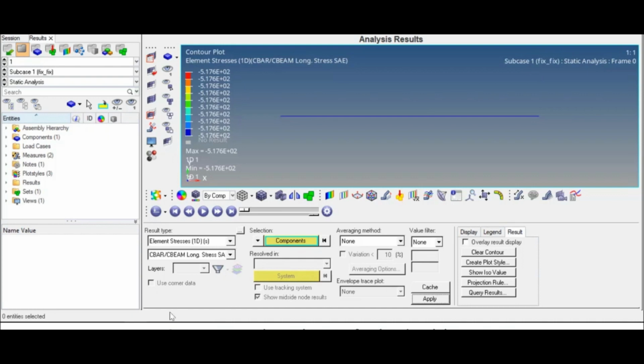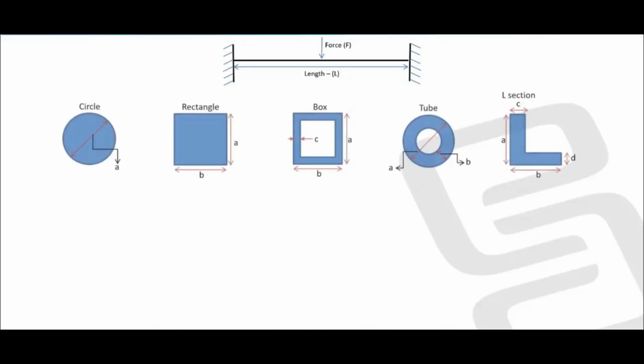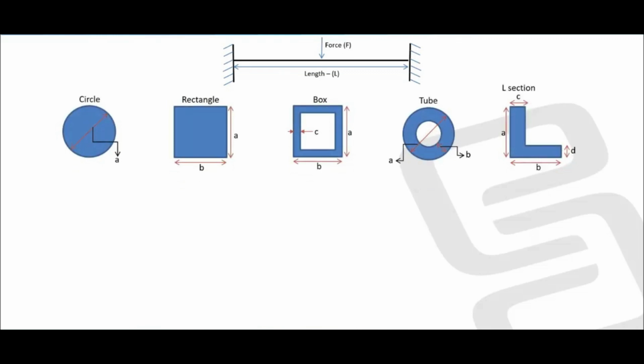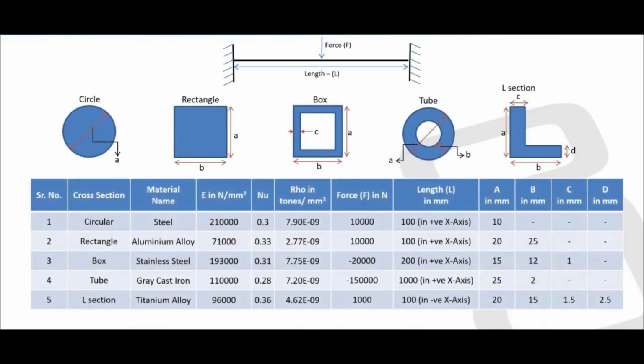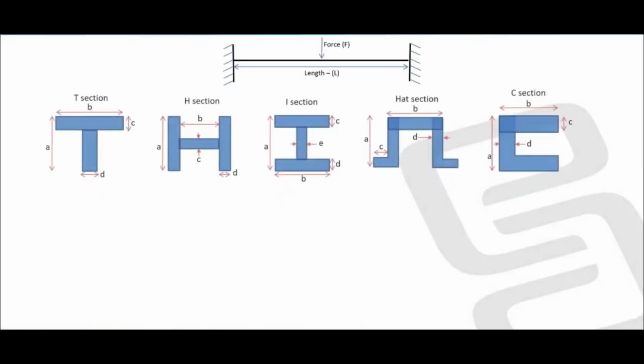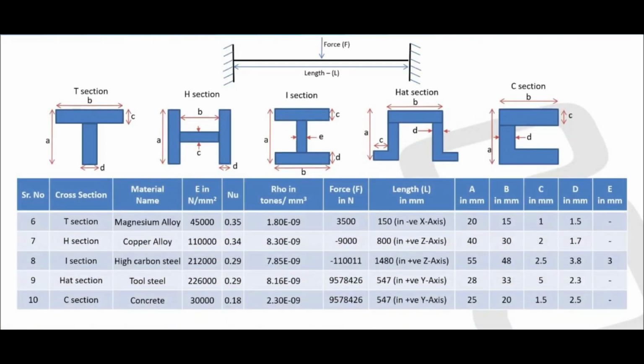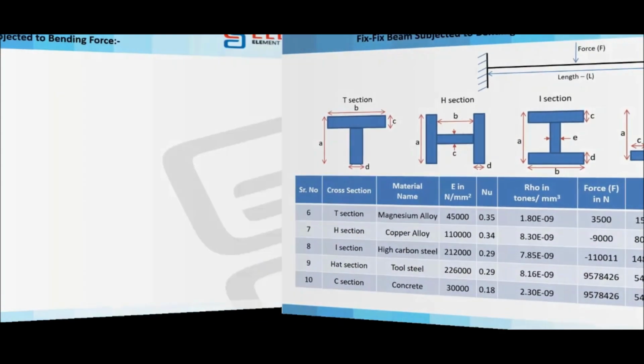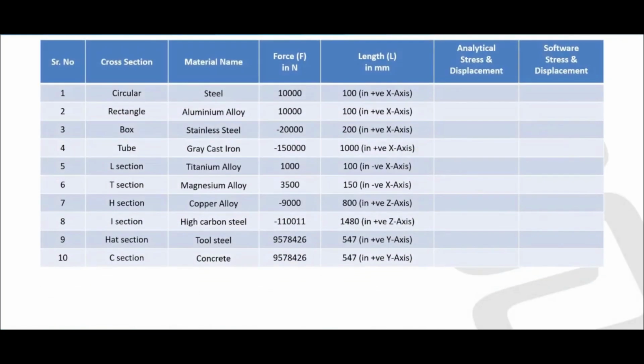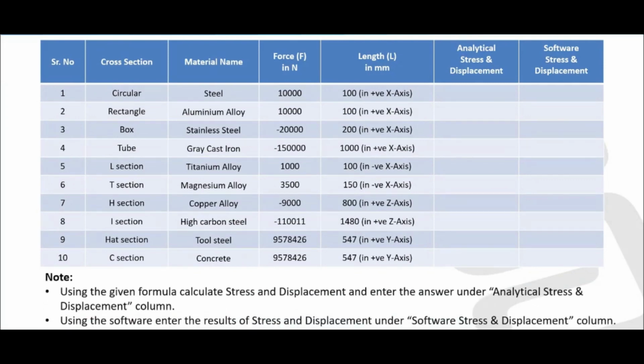Now let me show you the homework. For homework, you have to solve the same problem statement with different lengths, different magnitudes of force, and different cross sections. These are the first 5 sets of problem statements. Next are 5 more sets, for a total of 10 problem statements. You have to input the stress and displacement values in the table as shown here. You will have to calculate both stress and displacements analytically as well as in the software so that you can compare the results. With this we have finished session number 8.